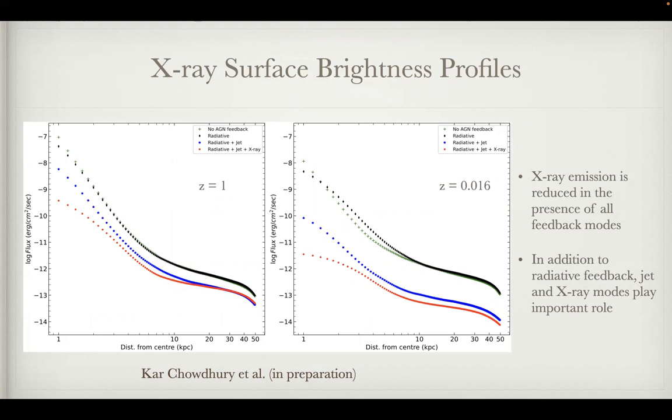So here also we see that the presence of all the AGN feedback modes reduces the X-ray emission at the central region, which is in accordance with our previous results that we obtained using the K15 and D08 data. And also here we see that, in addition to radiative feedback, jet and X-ray modes of feedback also play an important role in suppressing the X-ray emission from the central region.